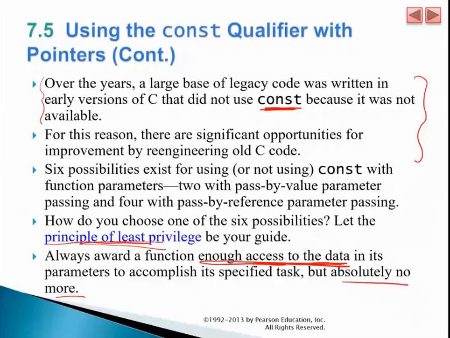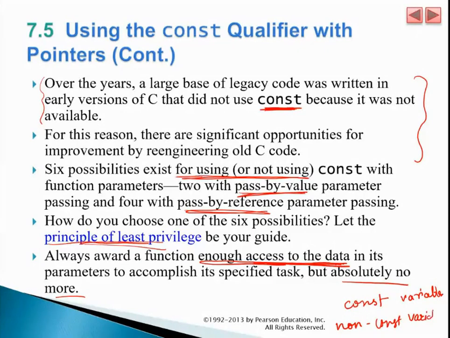Now there are six possibilities in which cases we have to use or not use this constant qualifier. Two are with pass by value, and there are four possibilities with pass by reference. What are the two possibilities with constant pass by value? Either you make a constant variable, or you make a non-constant variable. So, use const or not use const.